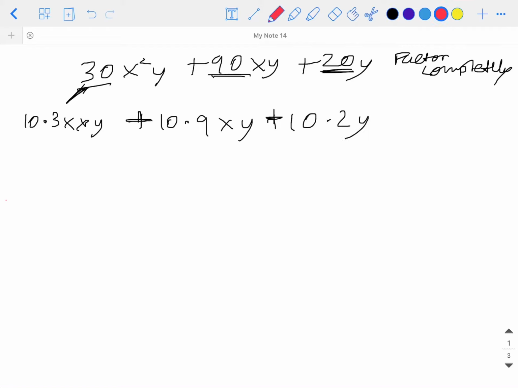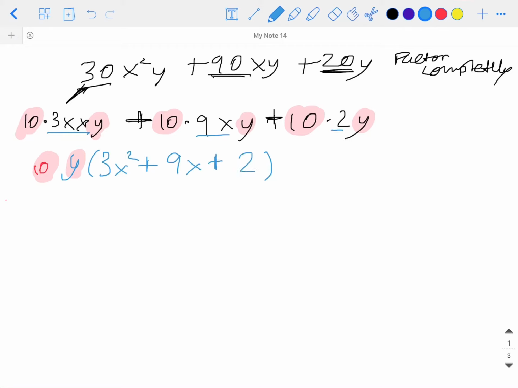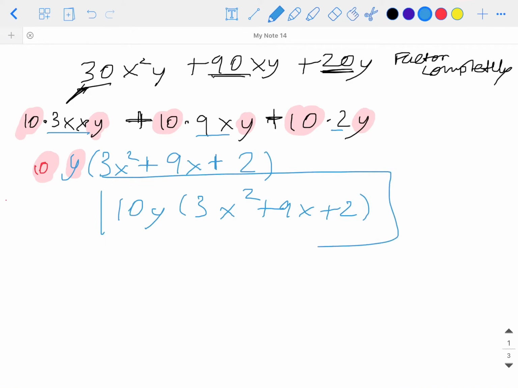And then we can see that by finding the GCF, all three terms share a 10. So I'm going to pull the 10 out. And they all seem to share 1y together. Everything else that we haven't touched will remain inside. So we got 3 times x times x, so it's 3x squared, separated by the plus sign. And then we have 9x, separated by the plus sign, and that's plus 2. So to make this as one color, 10y, 3x squared plus 9x plus 2 would be your answer.